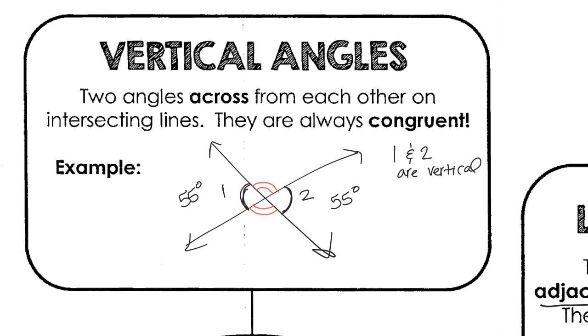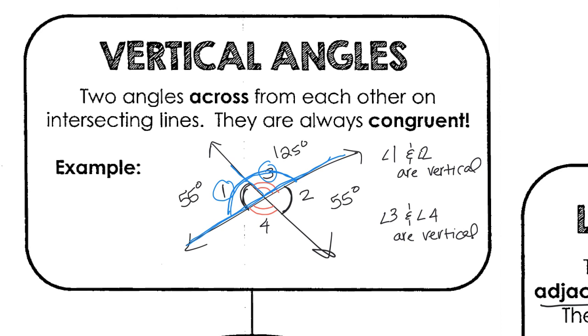And the other ones that are across from each other are also vertical, so I can call this angle 3 and angle 4. Okay? And if you notice, angle 1 and angle 3, they form a linear pair. Okay? So together, angle 1 plus angle 3 have to add up to 180 degrees, if you can notice the straight line here. Therefore, angle 3 has to be 125 degrees because 125 plus 55 is 180. And angle 4 has to be the exact same as angle 3 because they are vertical. So angle 4 is also 125 degrees.